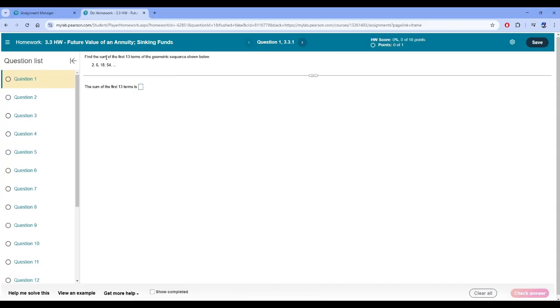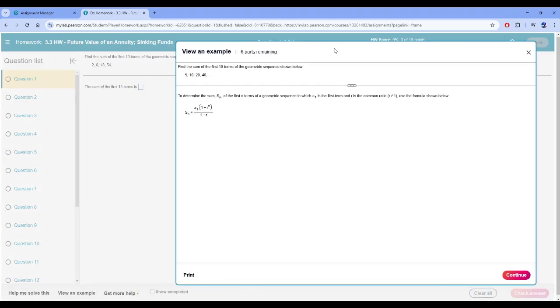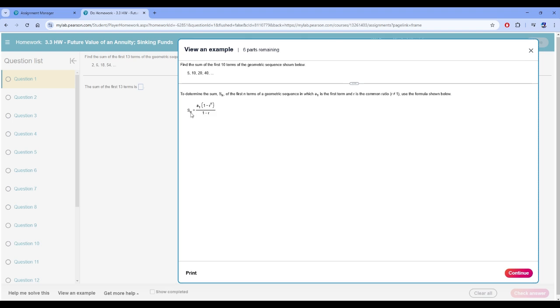All right, so let's see. Find the sum of the first 13 terms of the geometric sequence below. So now all we need to know is what the geometric sequence is being multiplied by. I'm guessing they're going to give us a formula where it's A of n. Yep. So this is the geometric sum formula where you would just plug in the first term times 1 minus the rate raised to the number of terms, all divided by 1 minus r, which is the common ratio.